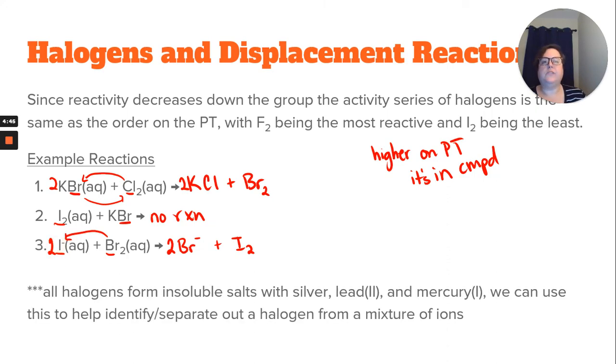So all halogens form insoluble salts with silver, lead 2, and mercury 1. So we could not do a reaction like number 3 if the metal it was with was silver, lead 2, or mercury 1. And that is something that we can actually use to help pull those ions out of solution if we were trying to separate out things.